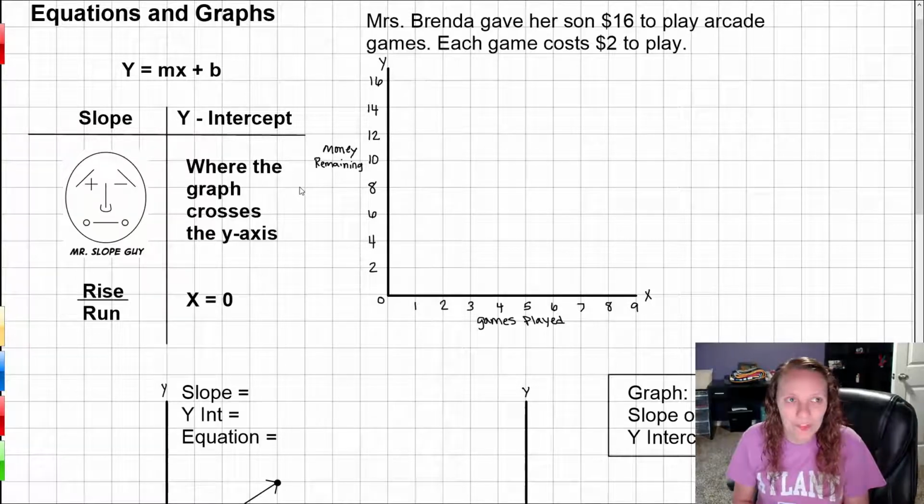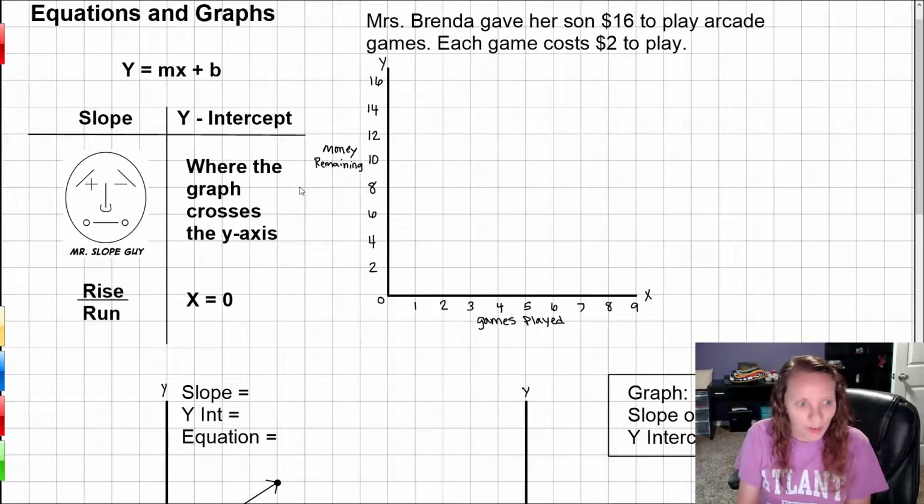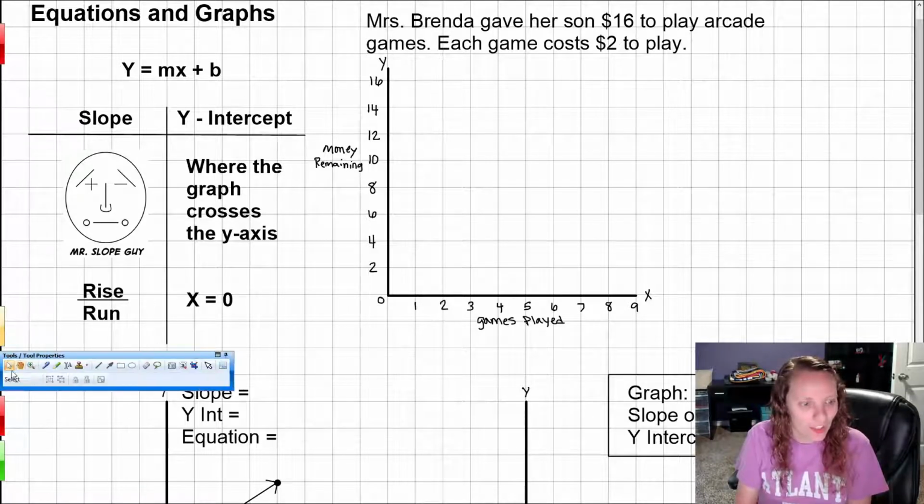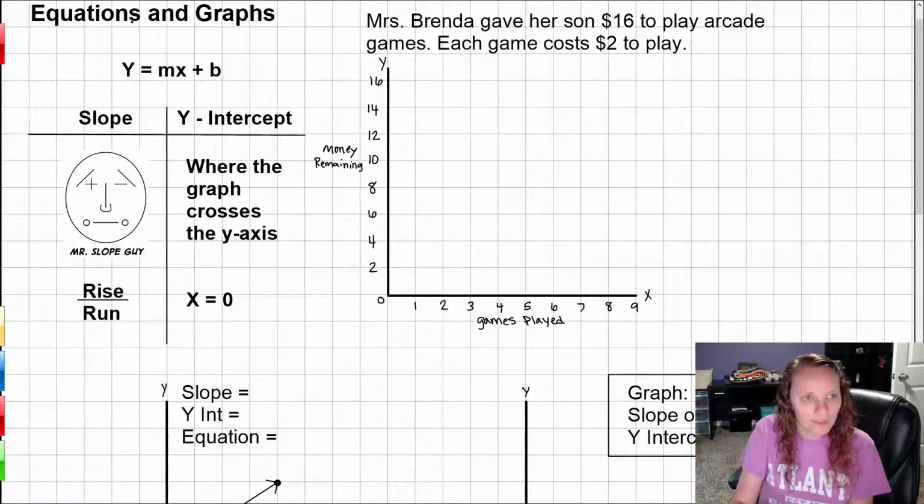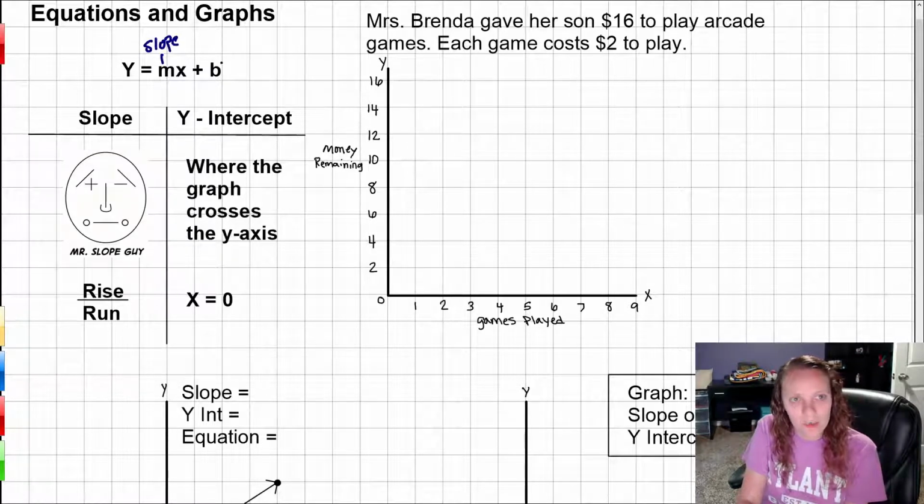Guys, today we're going to be looking at equations and graphs. To start with, I wanted to review our equation that we should already know, y equals mx plus b, where y is a variable, m is the slope, x is a variable, and then b is the y-intercept.